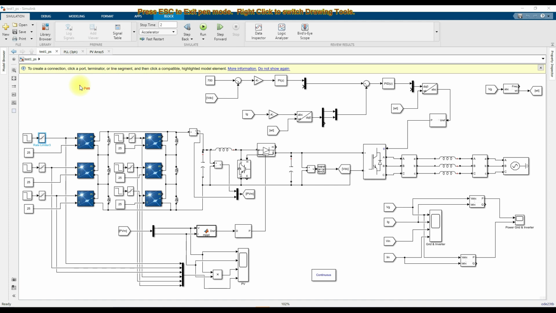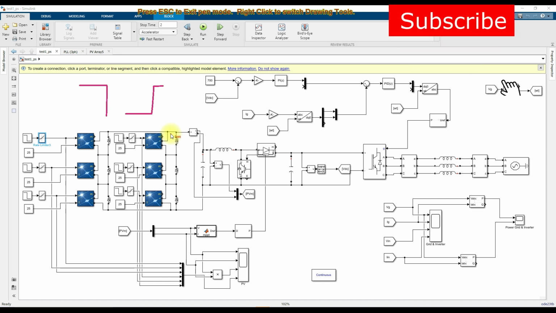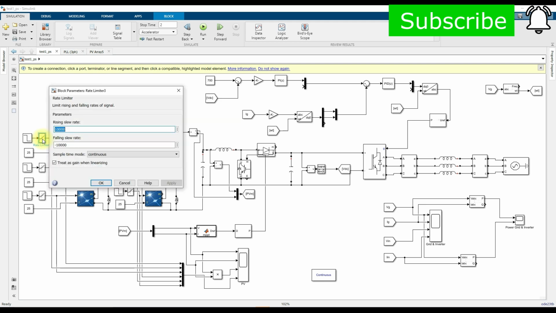Normally when you use a step input, it will suddenly decrease or suddenly increase, right? So when you use it directly, what will happen? Due to some problem, you will get an error, that means a simulation ill defined function error. So in order to avoid that problem, we are using a rate limiter.